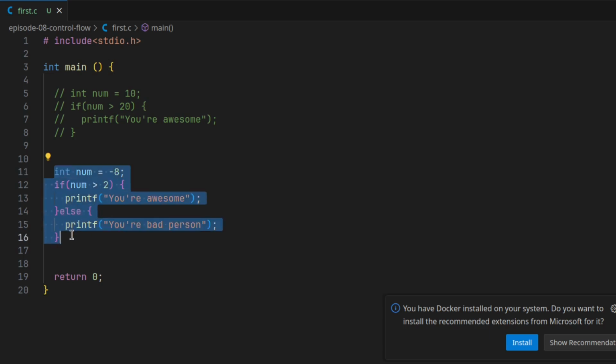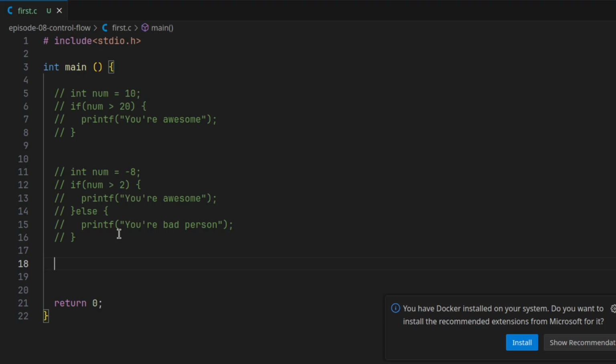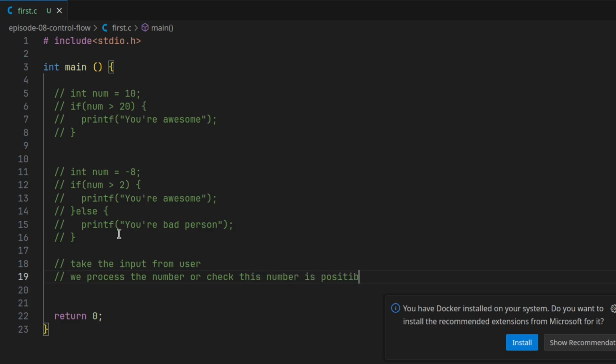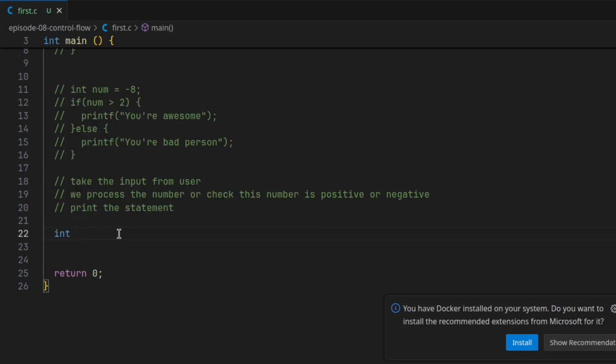Let's give an example so you can understand these things even more. We need to write a program to identify whether a number is positive or negative, only positive and negative. Then how do we write the program? It's very easy. First we write down the control flow. What is the control flow? We take the input from the user, then we process the number, checking whether this number is positive or negative. And the third one is to print the statement, and end.